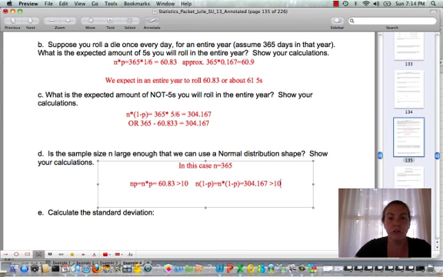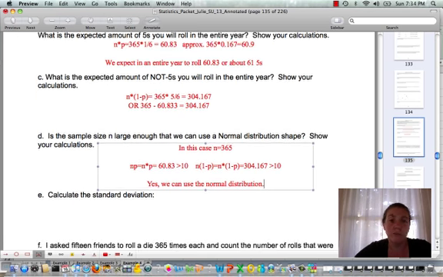So yes, we can use the normal distribution. So anytime we want to use a normal distribution, we have to check n times p and n times 1 minus p to make sure that those totals are greater than 10. If our calculation is less than 10, then we're going to run into an instance where either the sample size isn't big enough or the probability isn't big enough, and we cannot use the normal distribution.